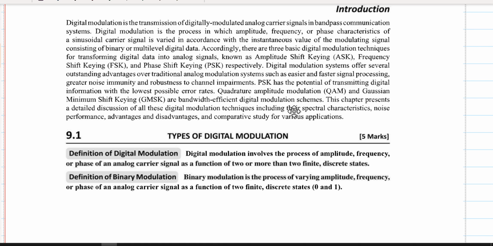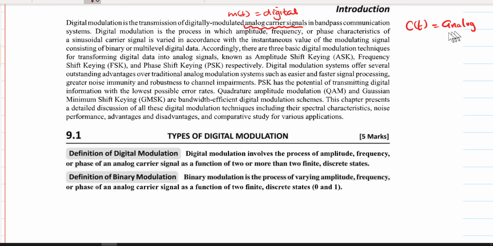So as an introduction, we say now that digital modulation is the transmission of digitally modulated analog carrier signals in a bandpass communication system. So the idea is that we are not using the analog modulation here, but the key point to remember is that we are dealing with an analog carrier. So the message m(t) is digital, but the carrier, sometimes we call it c(t), is analog.